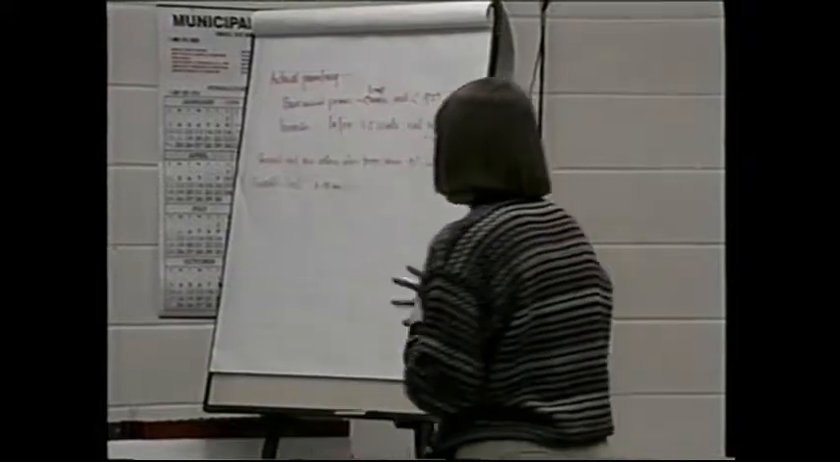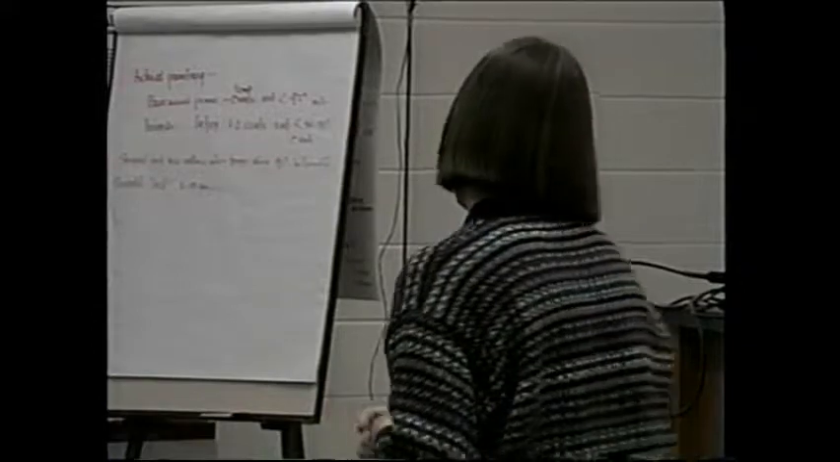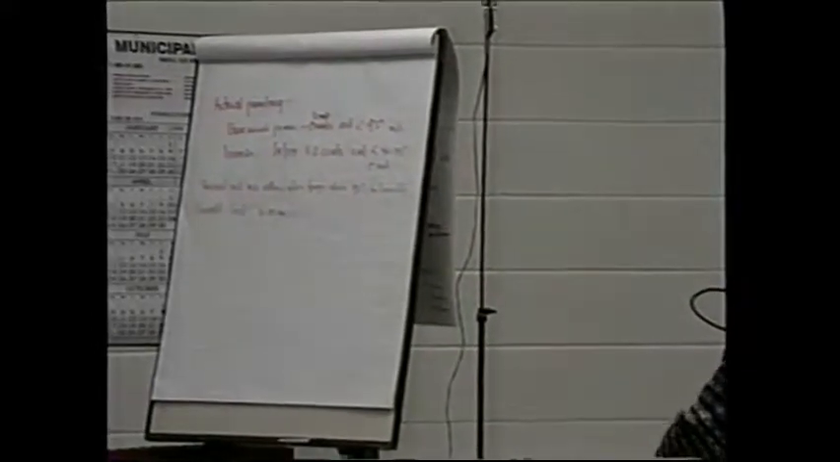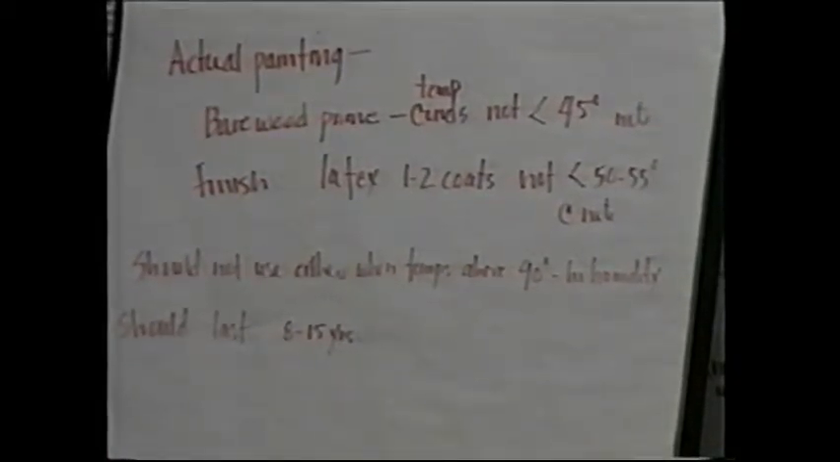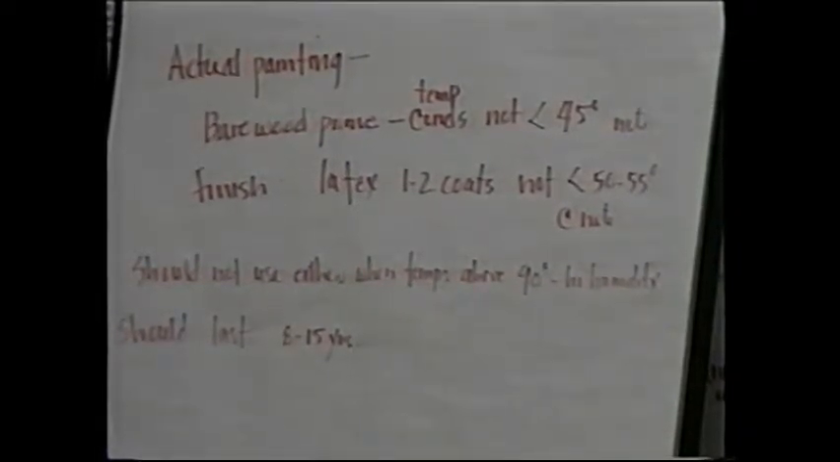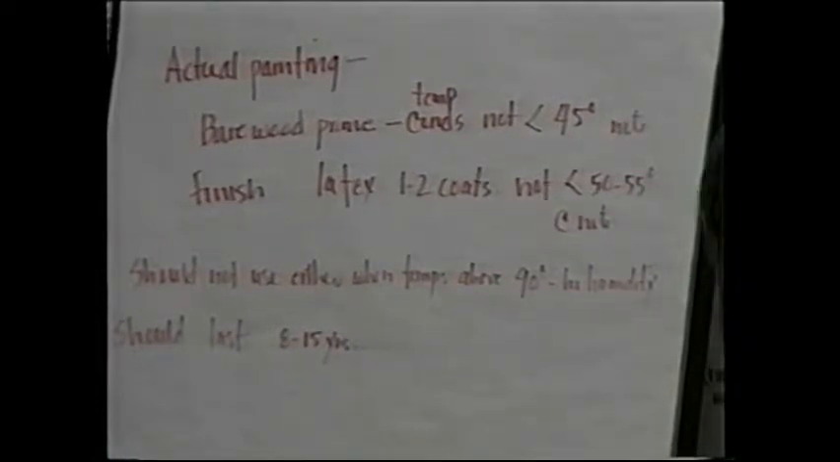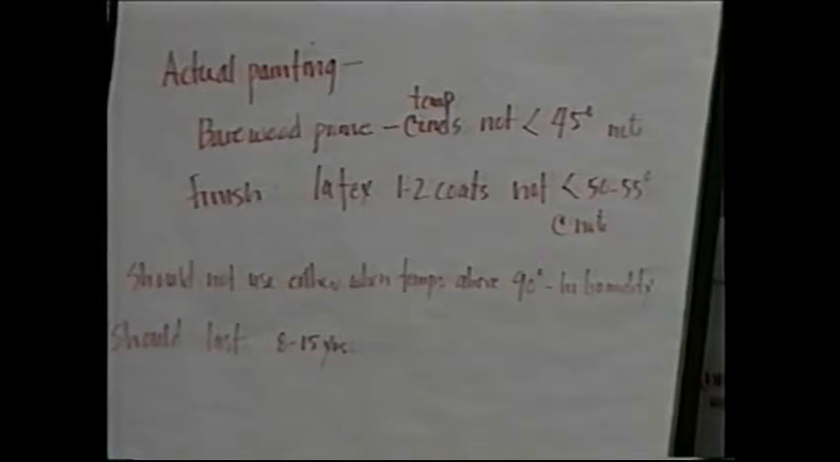Okay, actual painting of the house. The ideal season is late spring to late summer. September you usually can get by if you have good weather, but you have to be really aware of temperatures and when you stop painting during the day. And bare wood, when you prime it with an oil, temperatures should not be less than 45 degrees at night. That's ideal. So just keep that in mind.